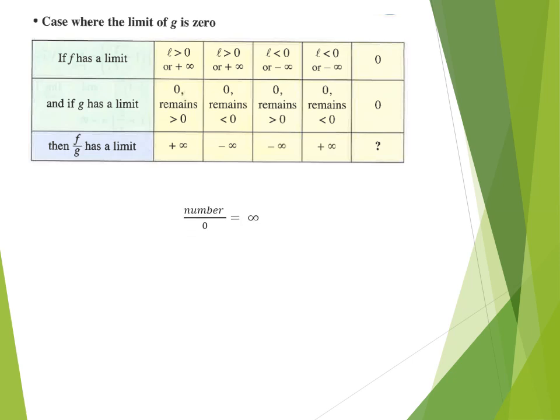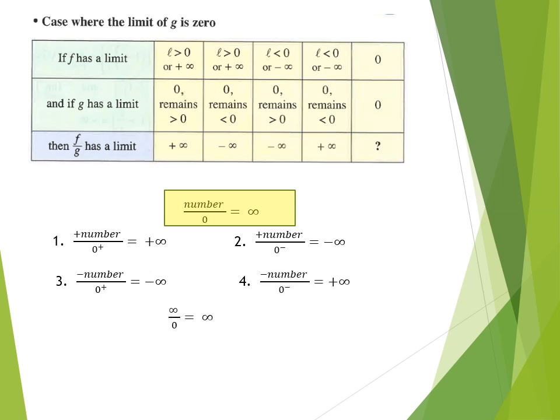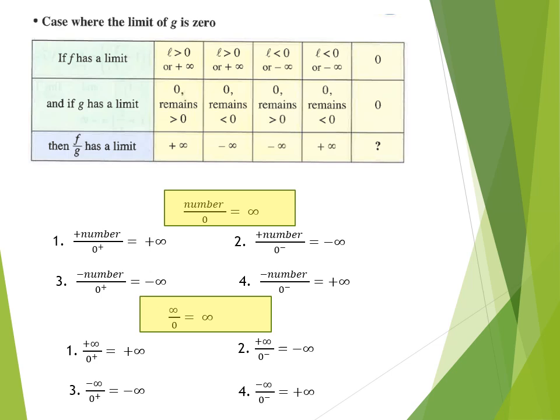All of these are cases, but if I have 0 over 0, it's an indeterminate case. Okay, so number over 0, it's infinity. A positive number over 0 plus is plus infinity. A positive number over 0 minus is minus infinity. A negative number over 0 plus is negative infinity, and a negative number over 0 minus is positive infinity. Now, infinity over 0 is infinity, but you have to know that 0 over 0 is an indeterminate case.